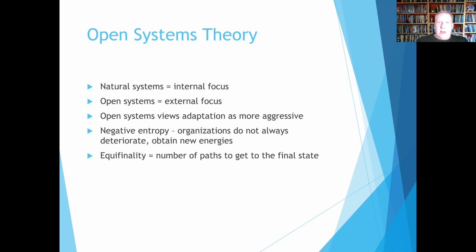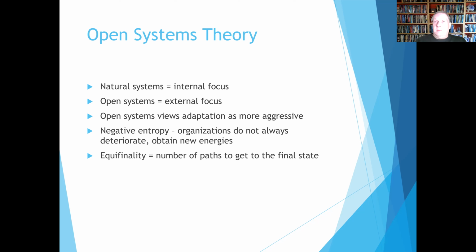Open systems theory is a much more aggressive type of theory than natural systems theory. Open systems theory is really predicated upon the ability of the organization to adapt to changes in its environment. So now we're looking at how the organization is adapting to changes in that external environment.